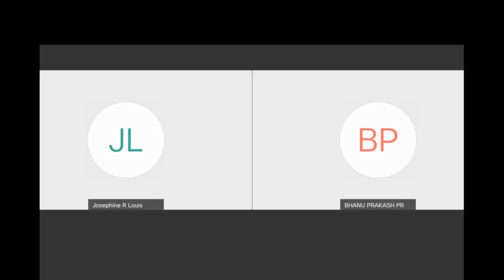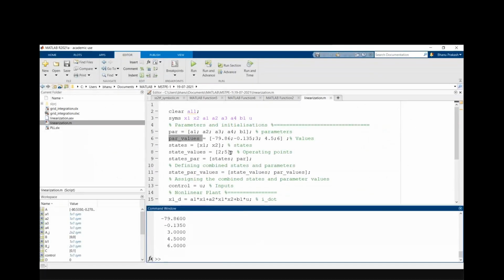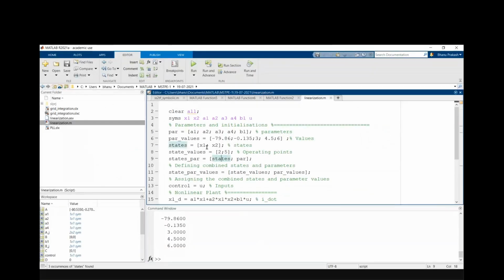The MATLAB. See here, initially the state values I took like some 2 and 5. These are my initial state values. And what are my main parameters? State parameters, I took the states. What are the states that I have? X1 and X2 are my states. And what are the parameters that I have? This is my parameters. I'm just considering this as some function.